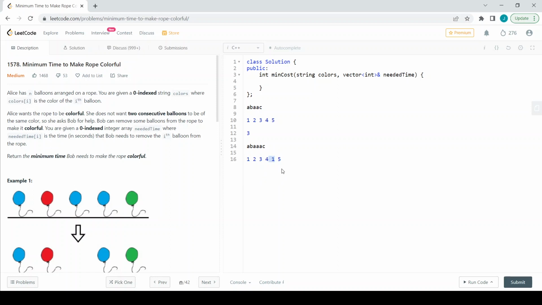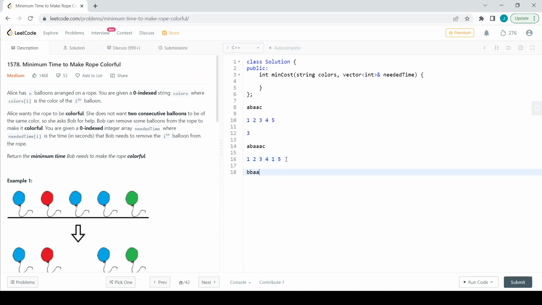So finally we will be returning the sum of their times. For this example, the answer will be 4, as we remove the third and fifth balloons with times 3 and 1, which is 3 plus 1, 4. So I will give another example.